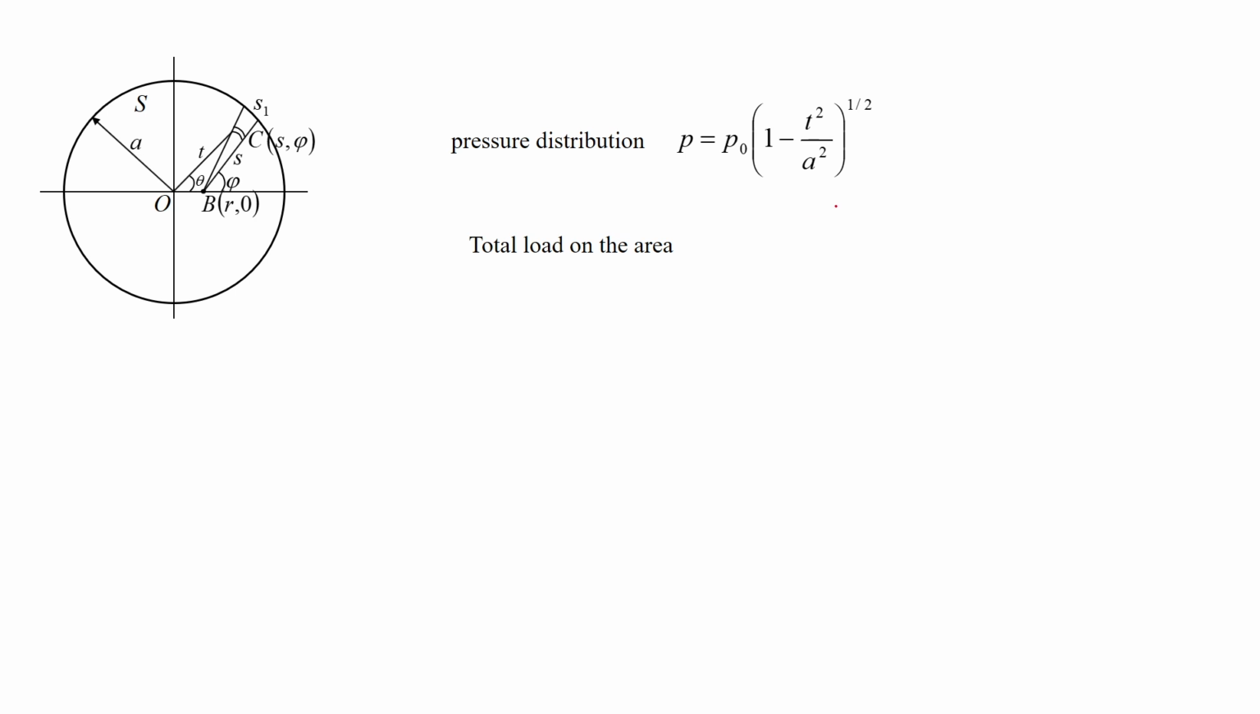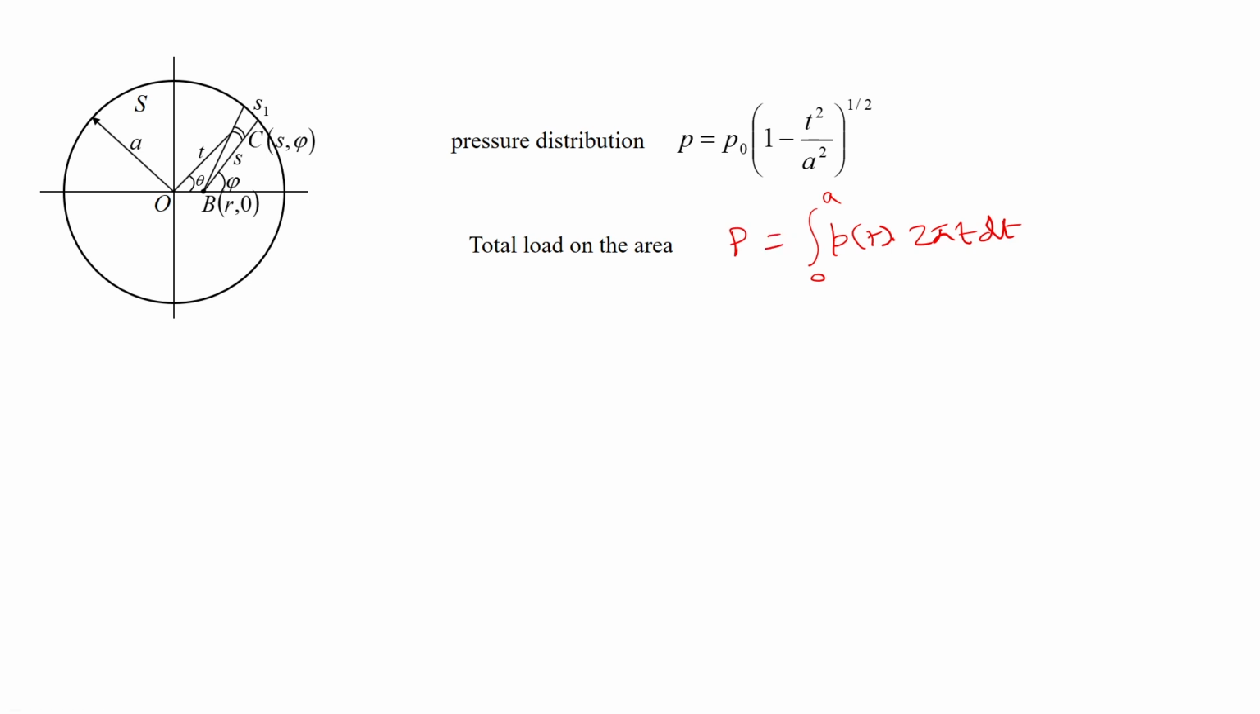So, total load will be given as P here, and P as a function of t. Let us say they have considered a small ring, that is 2 pi t is the perimeter into dt. So, this is an annular area in which the load is applied, and we are calculating the whole load over the whole area. So, that is given as 0 to a, and this is the total load, capital P is the total load.